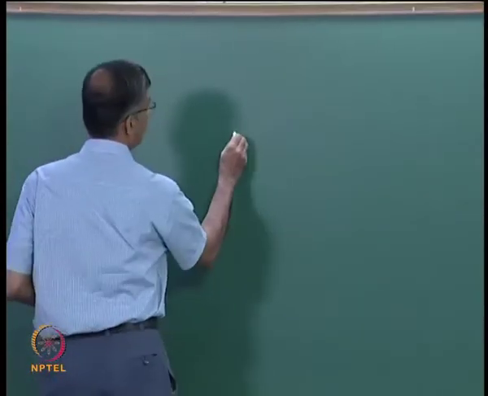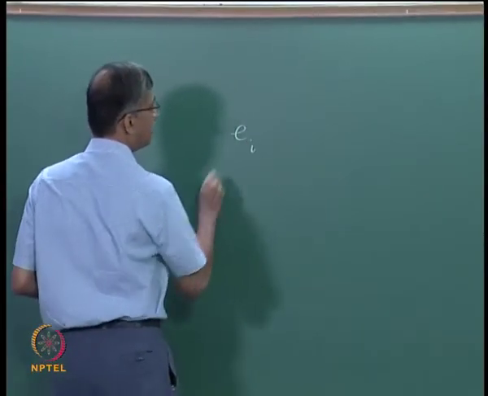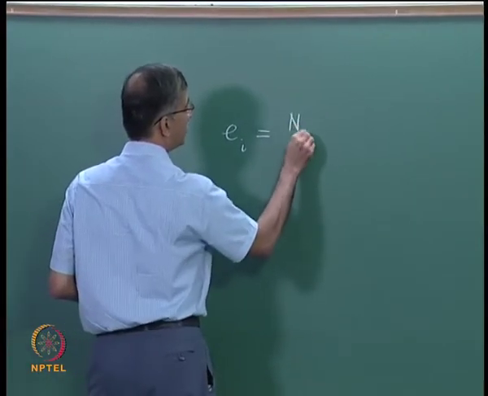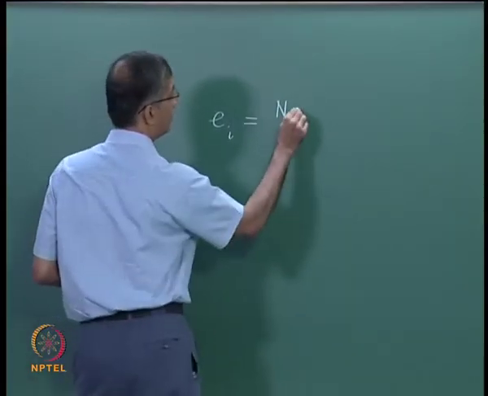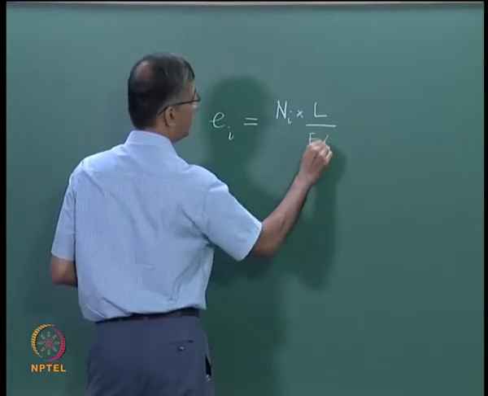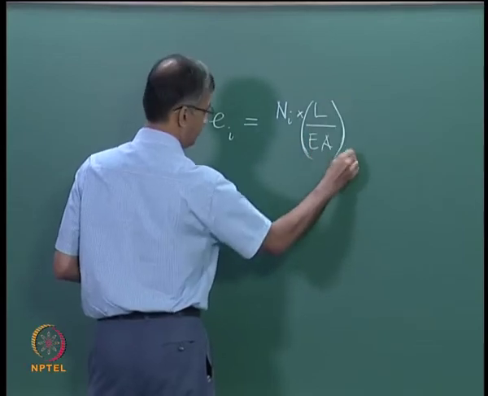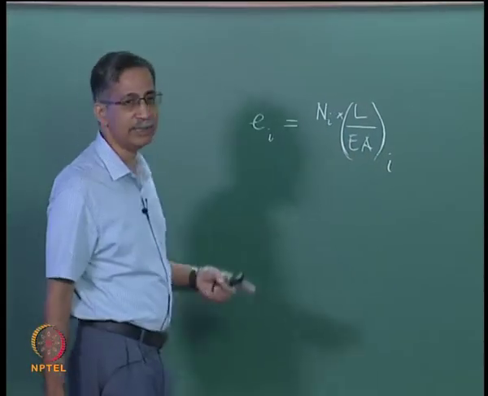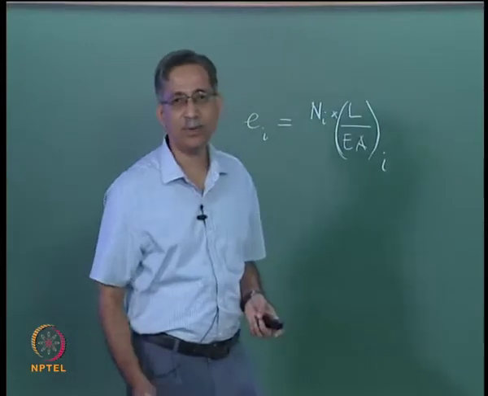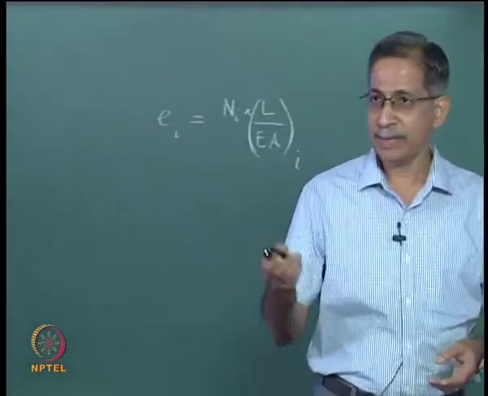So the elongation in the ith bar will be equal to the axial force in that bar times the length, divided by the axial rigidity of that bar. So this follows directly from Hooke's law. So we can do that.